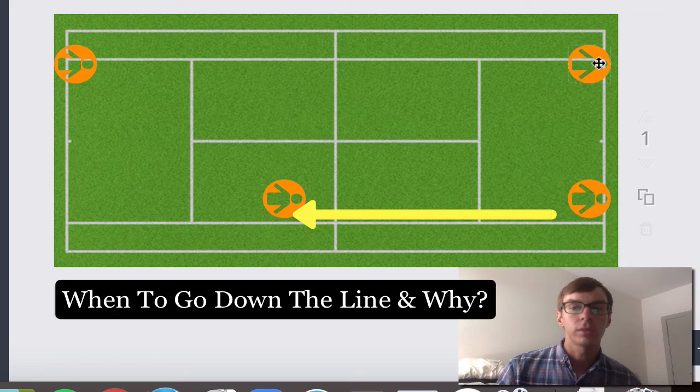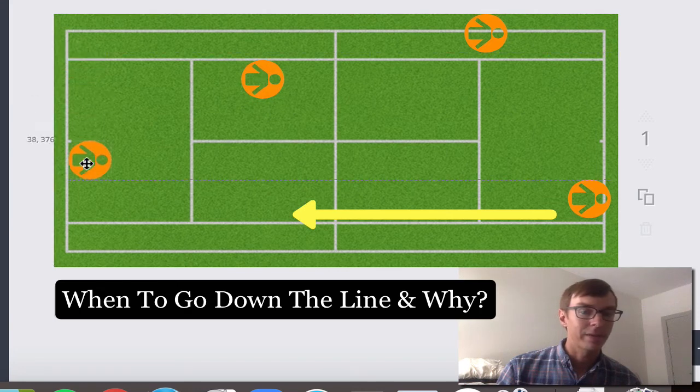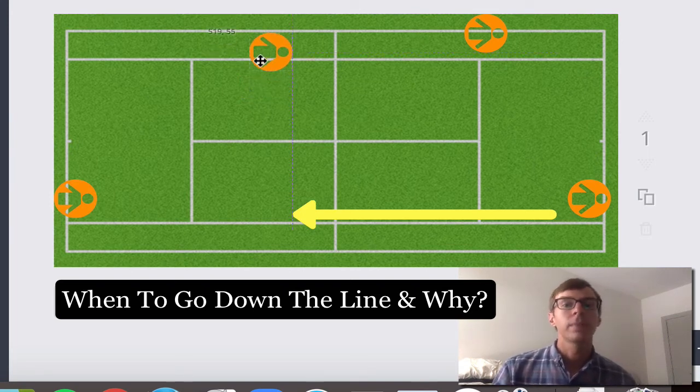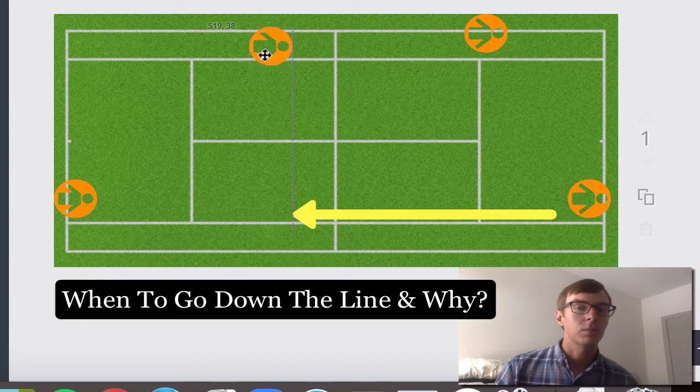On the deuce side, especially, one of the best times to go down the line is if they take you really wide. If they take you way out here, which is not a good strategy on their part, and I've talked about that in previous lessons about why hitting an angle is not a good strategy unless you can hit a winner, they'll have to come over here and cover the alley.